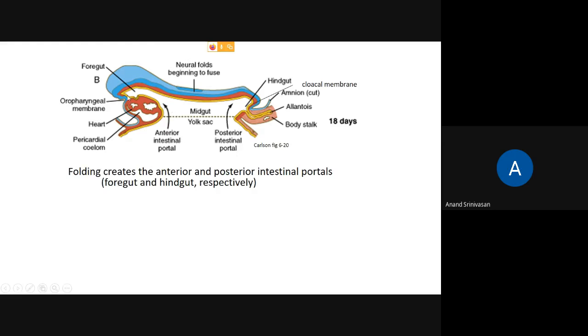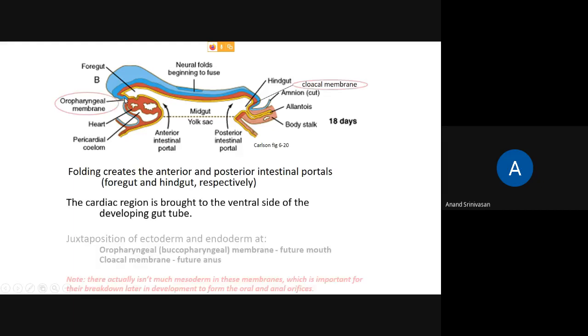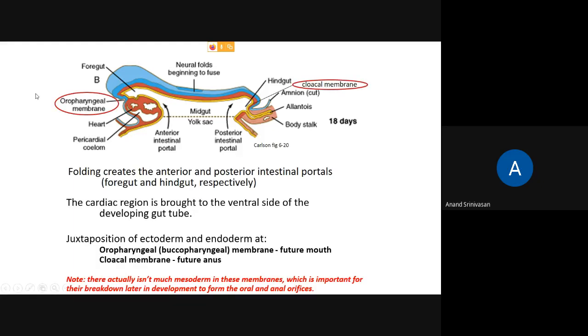All right, and the next part, the oropharyngeal membrane and the cloacal membrane. Here you can see the oropharyngeal membrane towards the foregut part. Here the ectoderm is coming in direct connection with the endoderm, so there is only very little amount of mesoderm. This part later degenerates and then forms the future mouth.